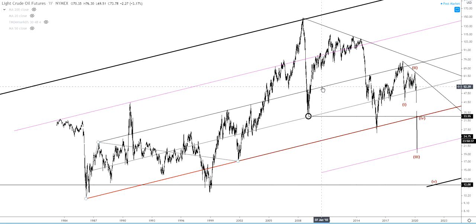From here, take the width of this whole channel, and you're going to get way up here. That nailed the entire high, the all-time high in July '08. At some point in the future, I have no idea when, but that could be where we go. We could go down to 12 bucks.